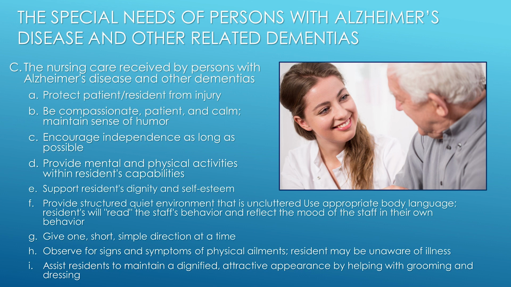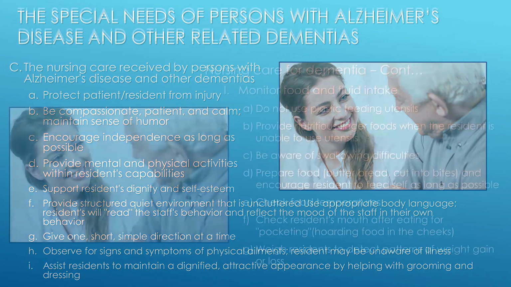Use appropriate body language. The residents will read the staff's behavior and reflect the mood of the staff and their own behavior. Give one short, simple direction at a time. Observe for signs and symptoms of physical ailments. Resident may be unaware of illness. Assist residents to maintain a dignified, attractive appearance by helping with grooming and dressing.